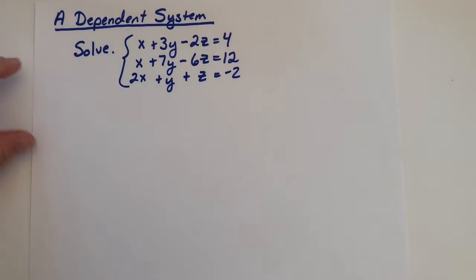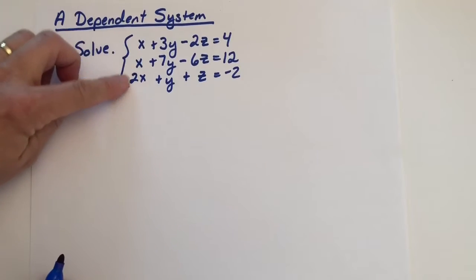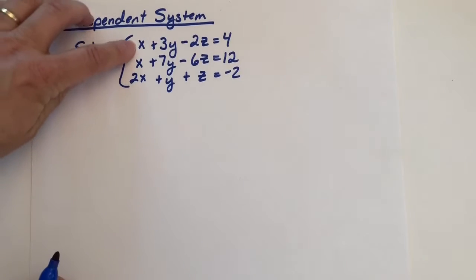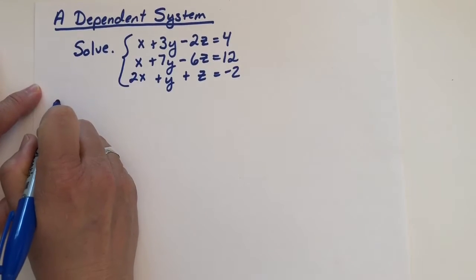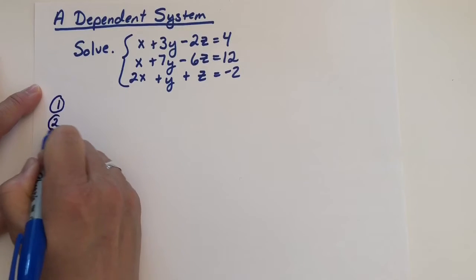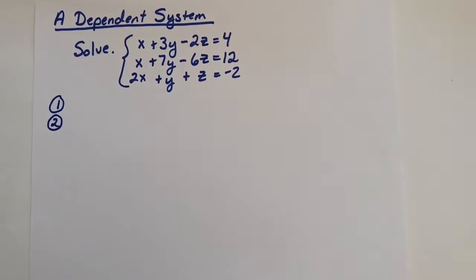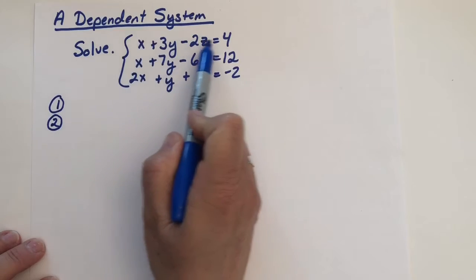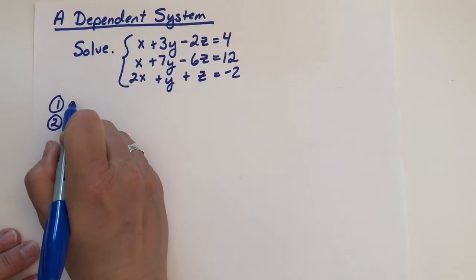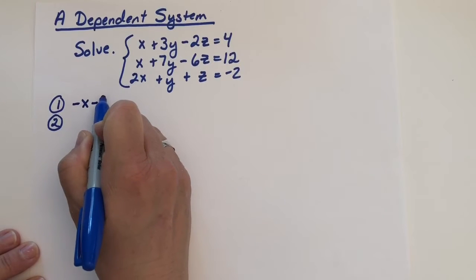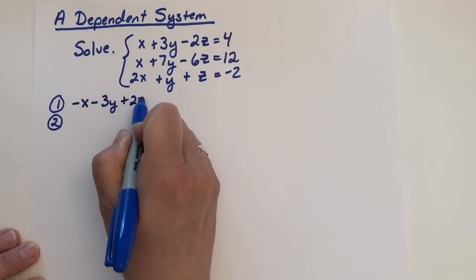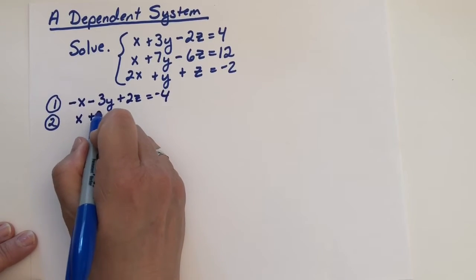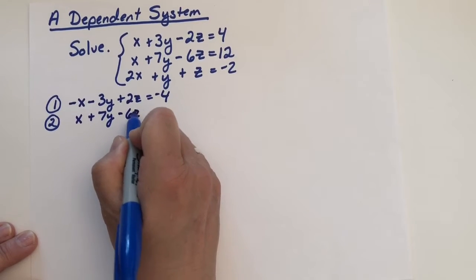Let's use the elimination method, so we can choose to eliminate either x, y, or z in any pair of equations. It looks like eliminating those x's wouldn't be too bad, so let's use equations 1 and 2. And I need to multiply one equation or the other by -1, so the coefficients will be exact opposites. I'll just multiply equation 1 by -1. So it would become -x minus 3y plus 2z equals -4. And equation 2 will remain x plus 7y minus 6z equals 12.